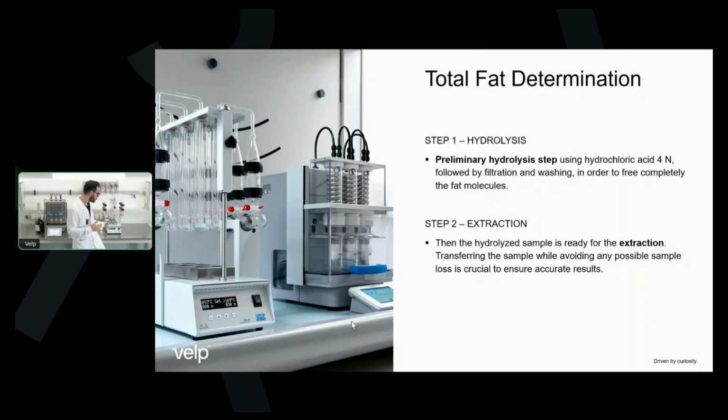The first one uses this instrument, the HU6, which involves the hydrolysis of the sample using hydrochloric acid 3 normal, followed by a filtration. We put the sample inside the test tube with the acid in order to make the digestion happen, and then we can filter the sample through this crucible and transfer the crucible inside the SIR 158 to make the extraction happen.